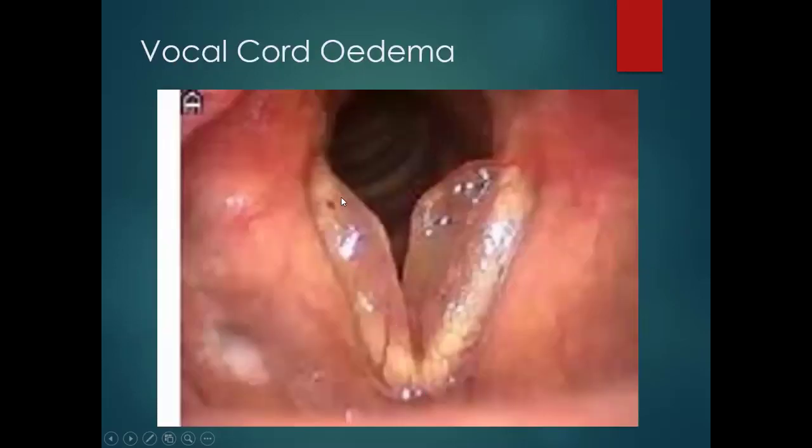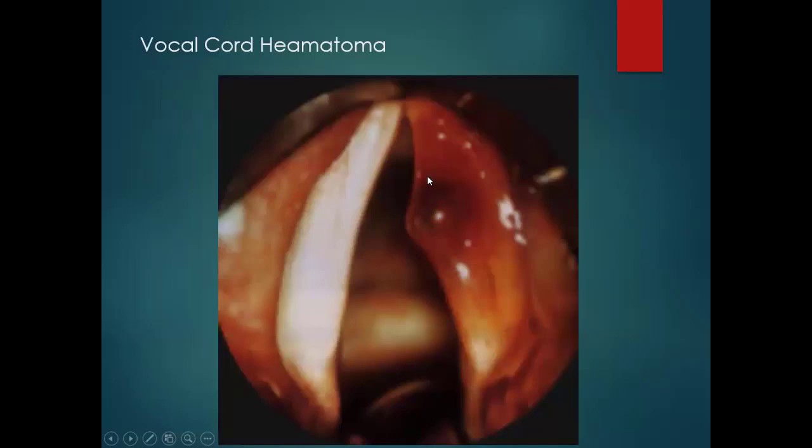This is the appearance of swollen vocal cords, what we call vocal cord edema. It can happen due to an allergy, it can happen in hypothyroidism, it can happen in trauma. This is a hematoma of the vocal cord. It can happen due to trauma. It can be direct trauma to the larynx or even voice trauma.